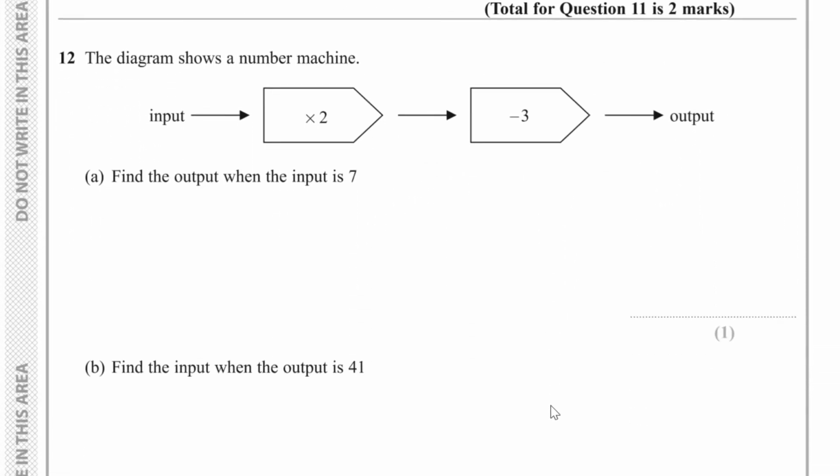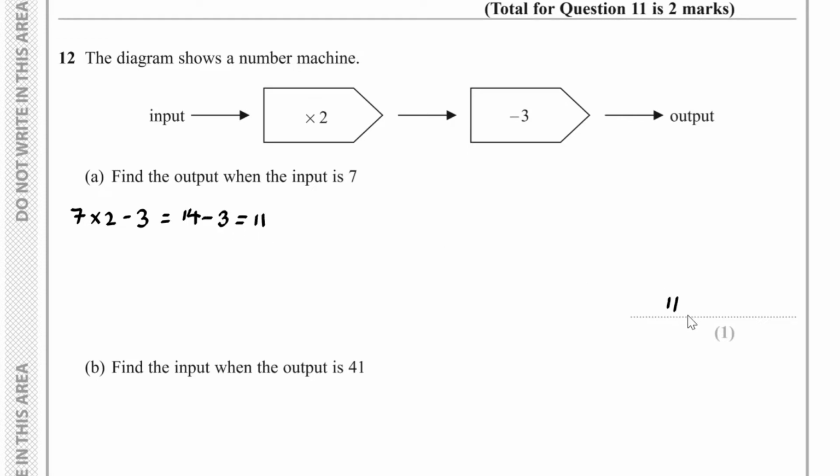Now for question number 12, the diagram shows a number machine. So we input a number, we multiply it by 2, we then subtract 3, we get an output. And we have to find the output when the input is 7. So we begin with this 7, we then multiply it by 2, and then we subtract 3. So here we've got 14 take away 3, turns out we get 11.